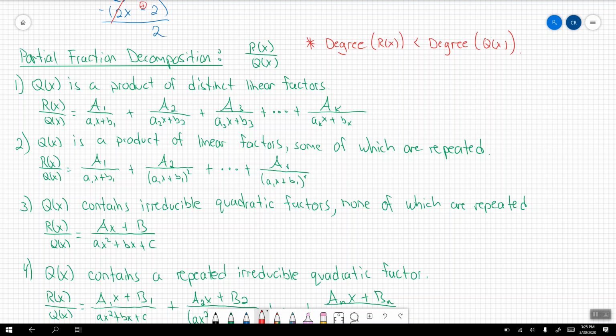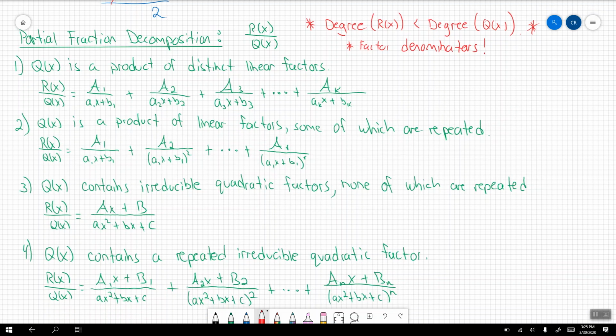Now, once we've figured out that this is satisfied, the denominator is then going to tell us what kind of case we have. We're going to need to factor the denominators at all times. We need to do this because it's going to let us know what case we have. The case of linear factors: if we have a linear factor that is not repeated, then we use case 1. If we have a linear factor that is repeated, we use case 2.